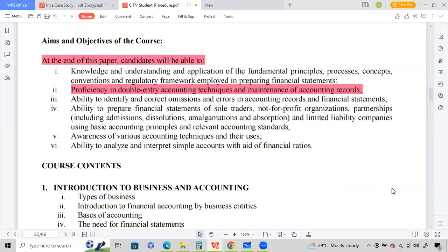Then the next one is the ability to identify and correct omissions and errors in accounting and financial statements. So you should have the ability to correct errors, because mistakes will always occur. Even if you are using a computerized system, talk less of the manual system, there's still going to be some errors. There's still going to be some mistakes. So as an accountant, you should be able to know how to correct these errors. It's a very, very important accounting task that you should be able to develop: how to correct errors.